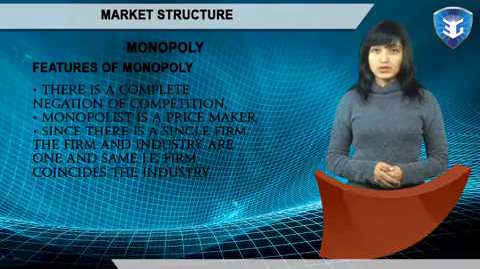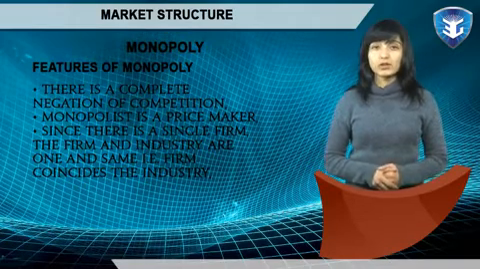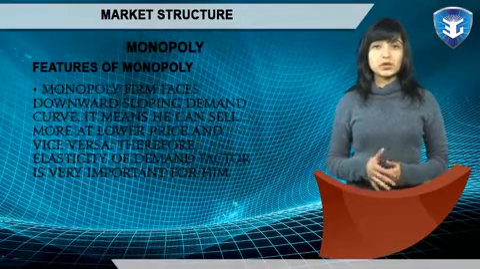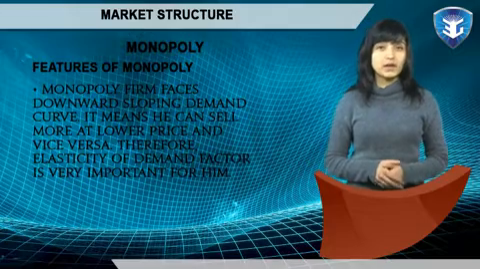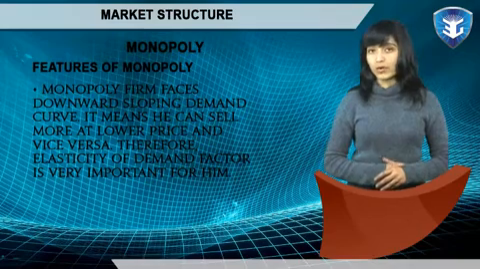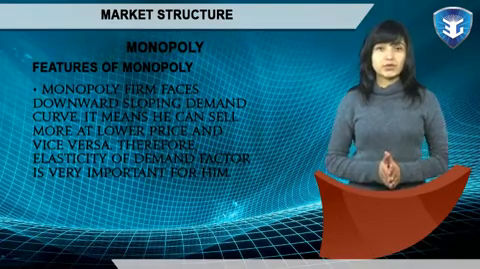There is a complete negation of competition. Monopolist is a price maker. Since there is a single firm, the firm and industry are one and same, that is, firm coincides the industry. Monopoly firm faces downward sloping demand curve. It means he can sell more at low price and vice versa. Therefore, elasticity of demand factor is very important for him.